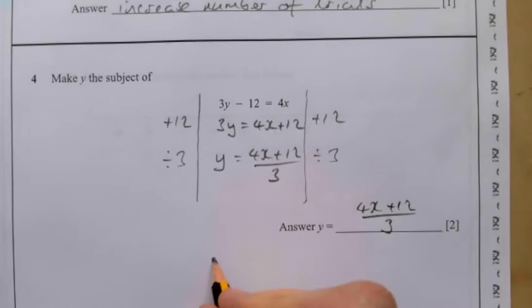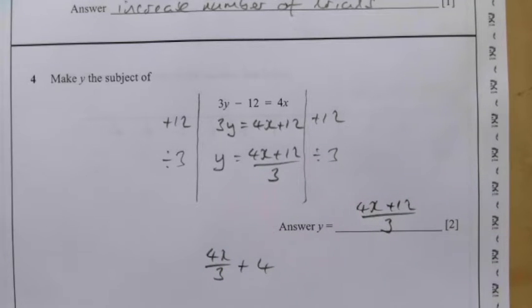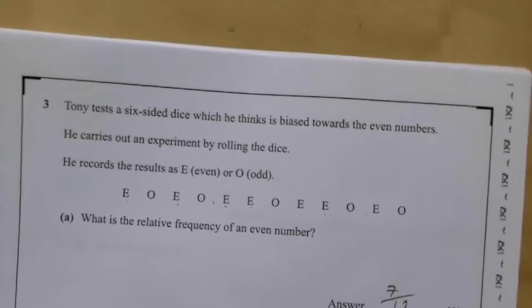Another acceptable answer there would be 4x over 3 plus 4, because the 12 divides by the 3, but either of those are fine. On then to question 5.